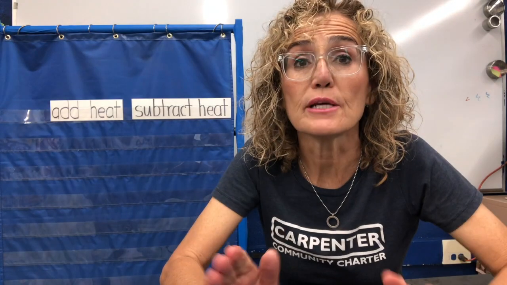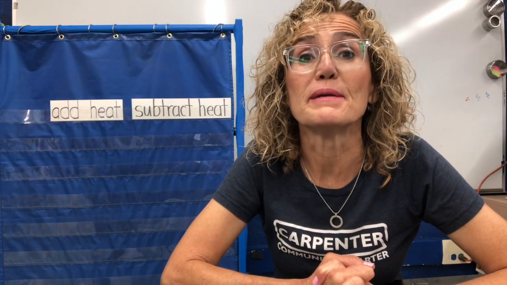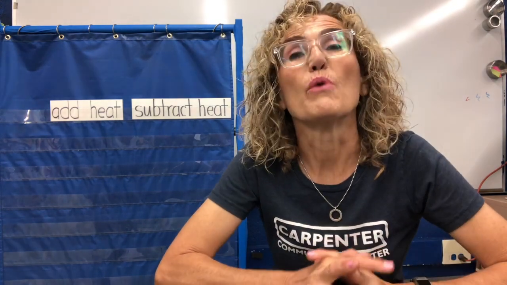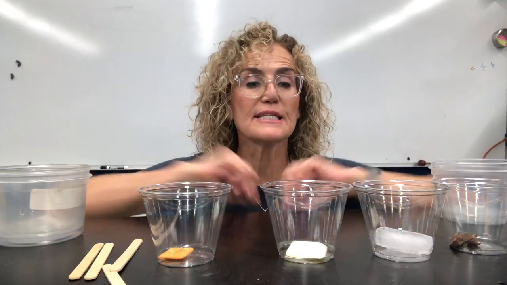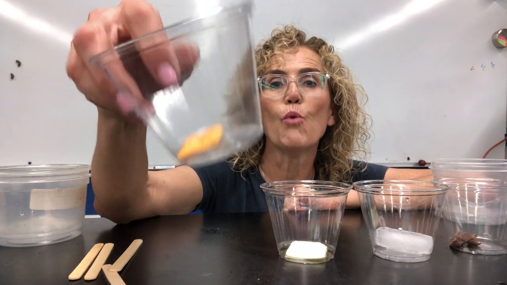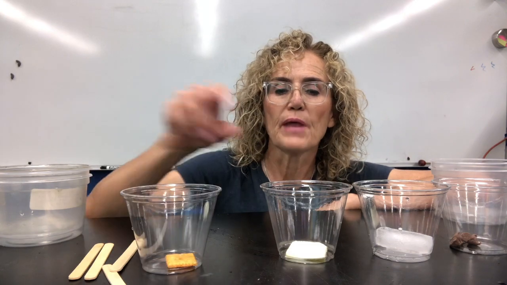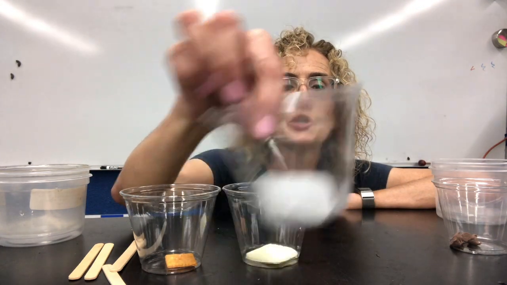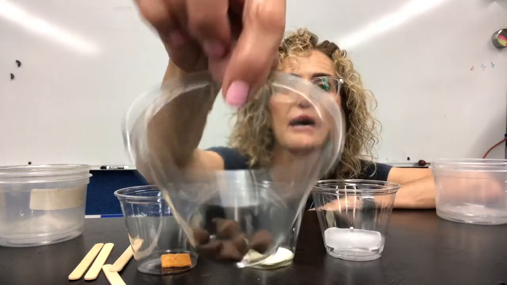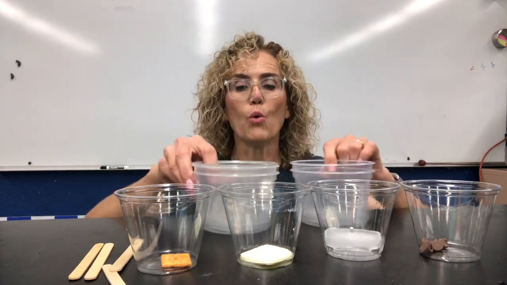We're going to start our experiments with adding heat to a bunch of different materials. We're going to start with solids. To see how matter changes if we add heat, this is what I have. I have one Cheez-It. You can have a cracker, any kind of crackery type of thing. I have a pat of butter. I have an ice cube. And I have a couple of chocolate chips.